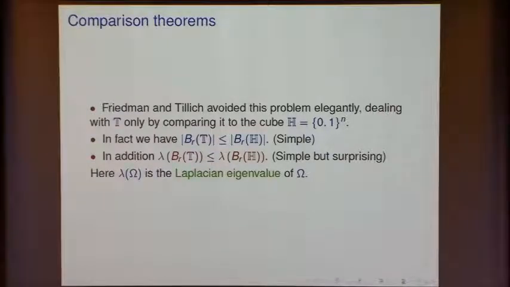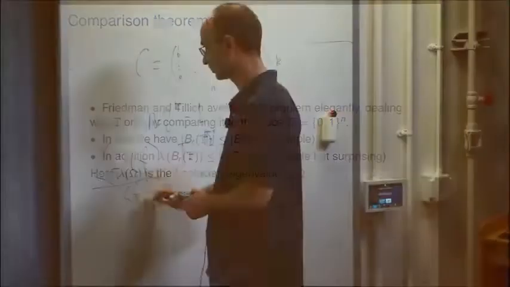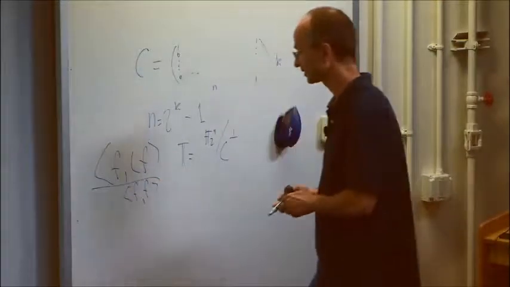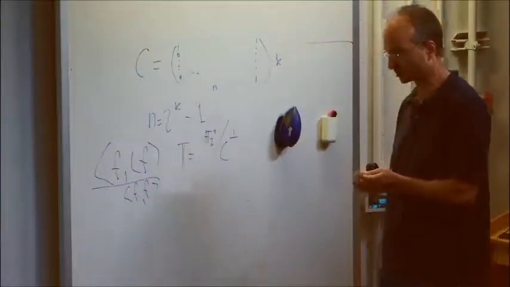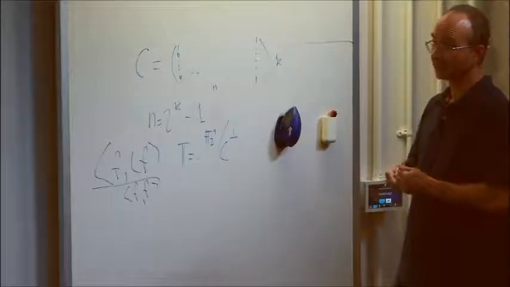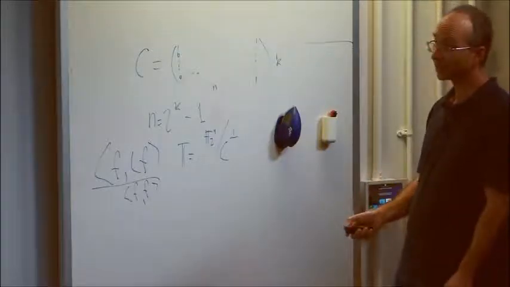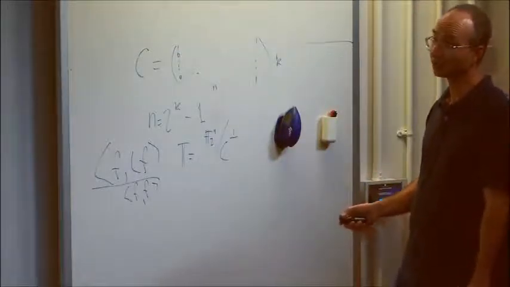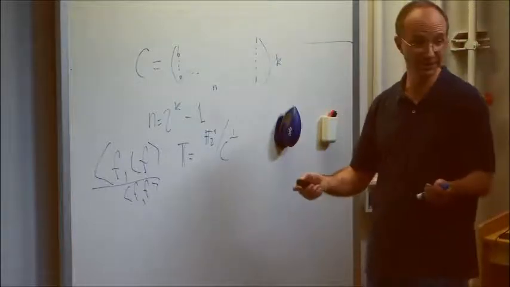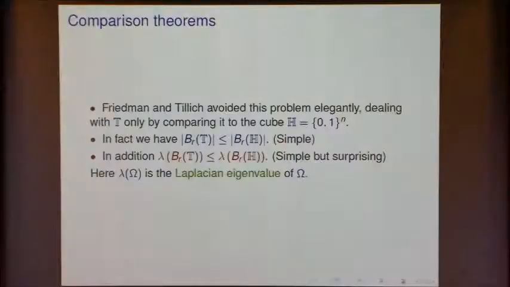And I am looking at the Rayleigh ratio. So f is supported in omega. I'm looking at this divided by this, and I want the minimum, for all non-zero f's supported in omega. So notice that the larger the set is, the smaller its Laplacian eigenvalue. So if I take everything, I can take the constant function, and I get 0.